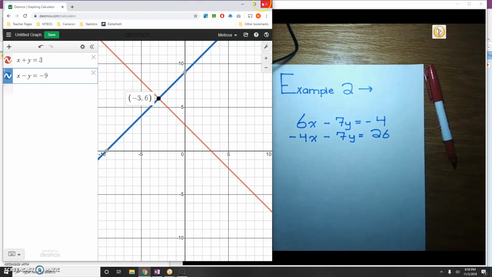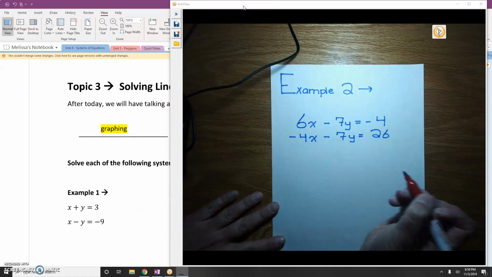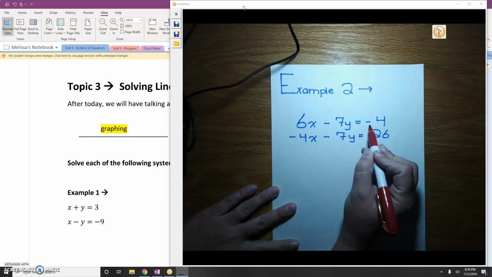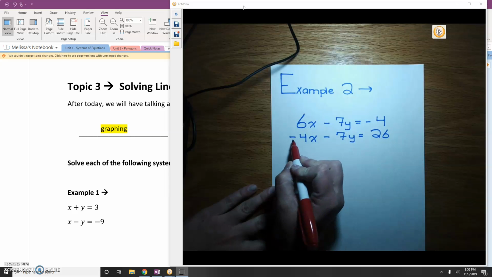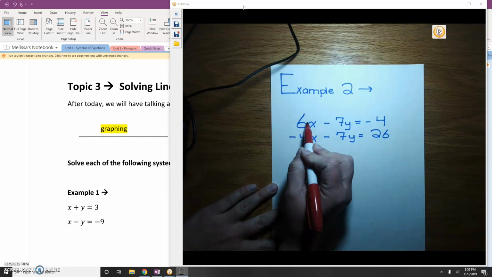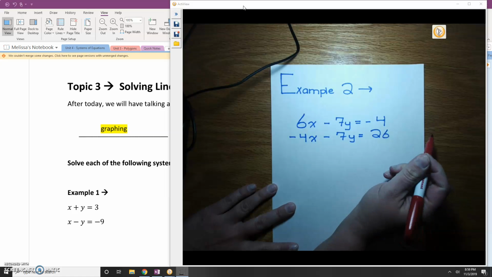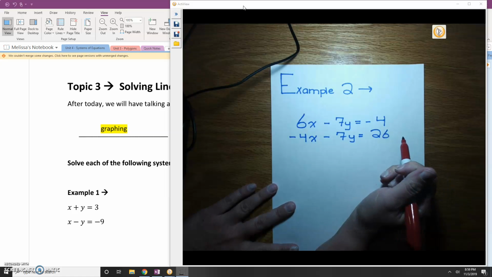Example 2 looks like this. A little bit trickier here. We have 6x minus 7y equals -4, and -4x minus 7y is equal to 26. Now, our x's are matched up, our y's are matched up, and our constants are on the other side of the equation. I see one issue though.